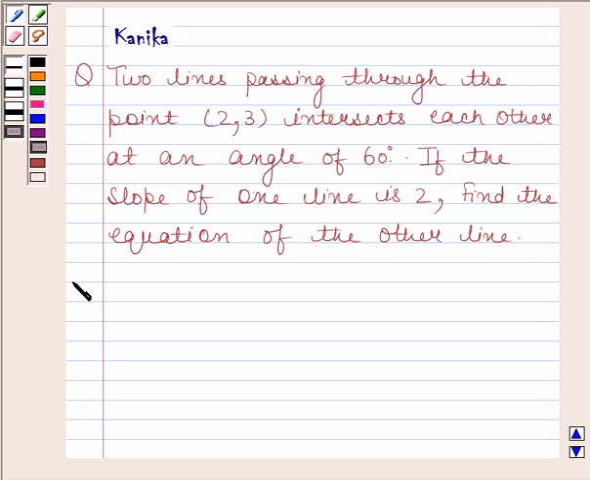Let's now begin with the solution. In this question, we are given the angle between two lines and the slope of one line. Now, using the formula for the angle between two lines, we will find the slope of the other line, and after that we will find the required equation of the other line. So the slope of one line is 2. Let the slope of the other line be m.